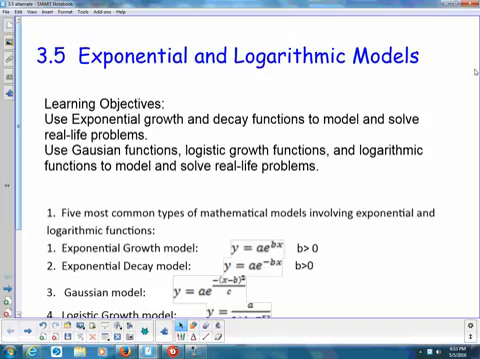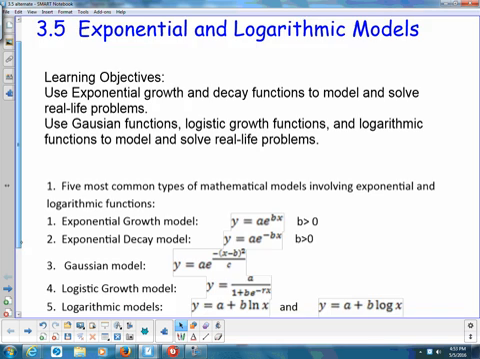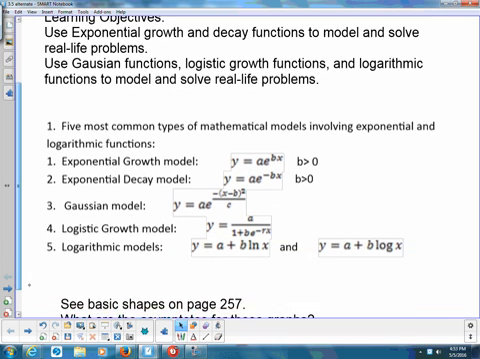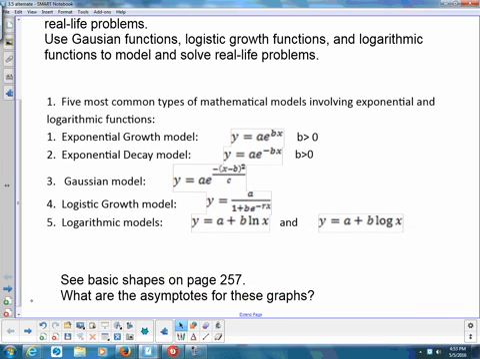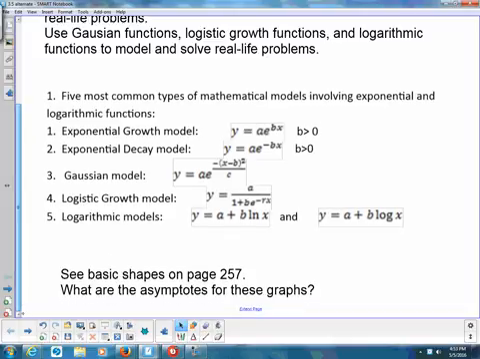So the 5 most common types of mathematical models involving exponential and logarithmic functions are the following. There are exponential growth models, exponential decay models, Gaussian models, the logistic growth model, and logarithmic models. Everyone should have a 3.5 gift that has these on it. If you would take a look at page 257, you'll see the basic shapes for these graphs.